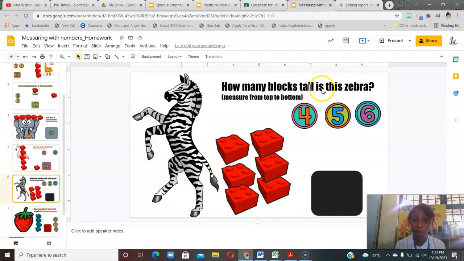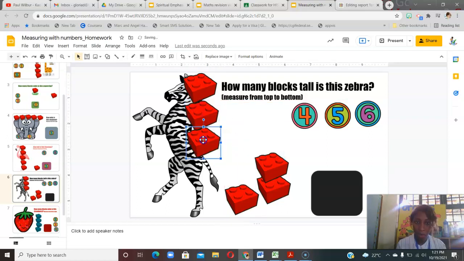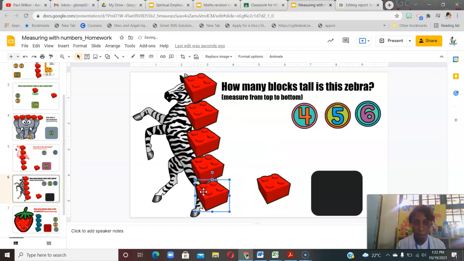Next we have our zebra. How many blocks tall is this zebra? So this is a zebra. Let's measure from top to bottom. Remember, we're measuring how tall it is. So we're going from top to bottom, how tall it is. We start up at the head. There's 1 block. And our blocks, remember, they're not overlapping, they're just slightly touching, not overlapping. There we go. 1, 2, 3, 4, 5.